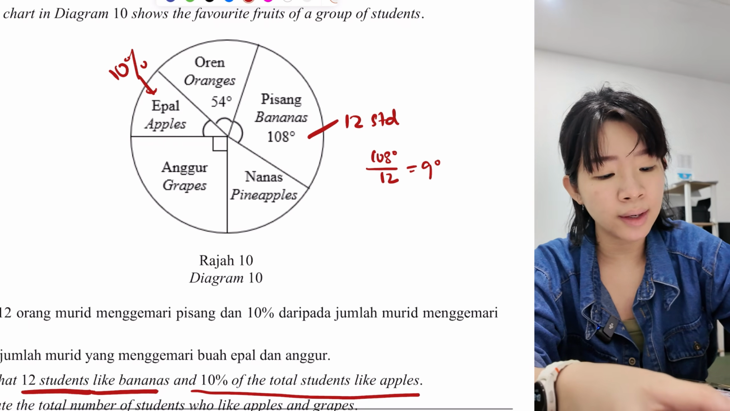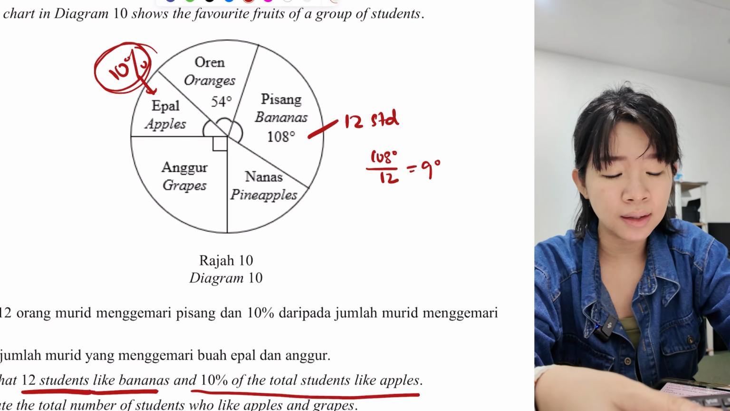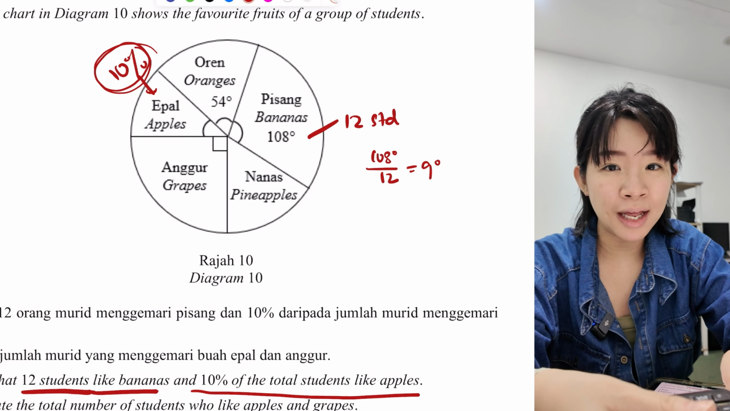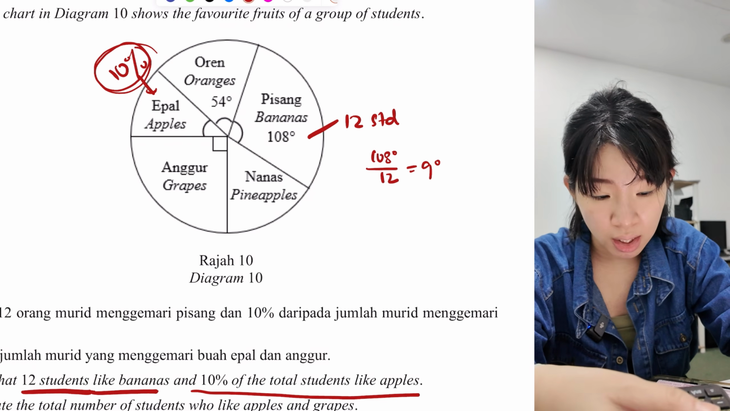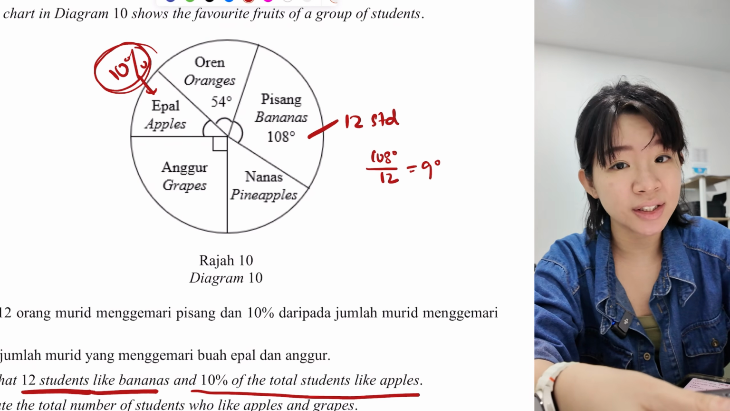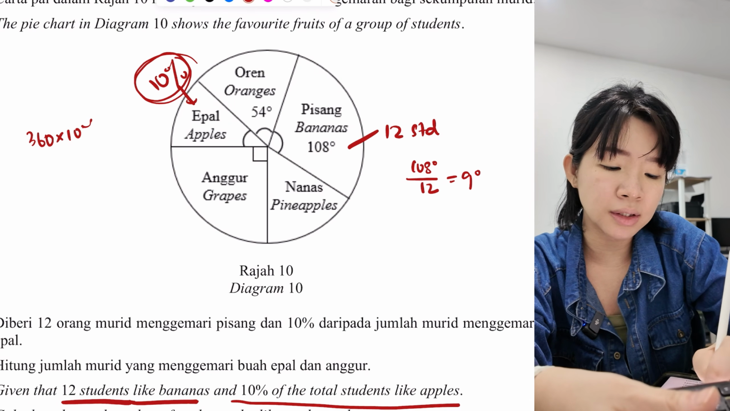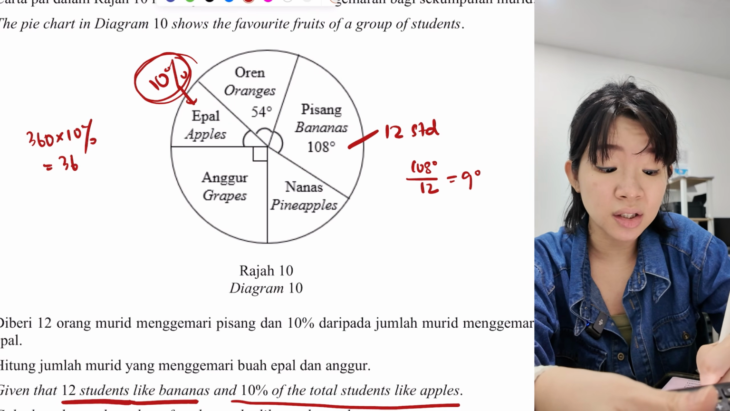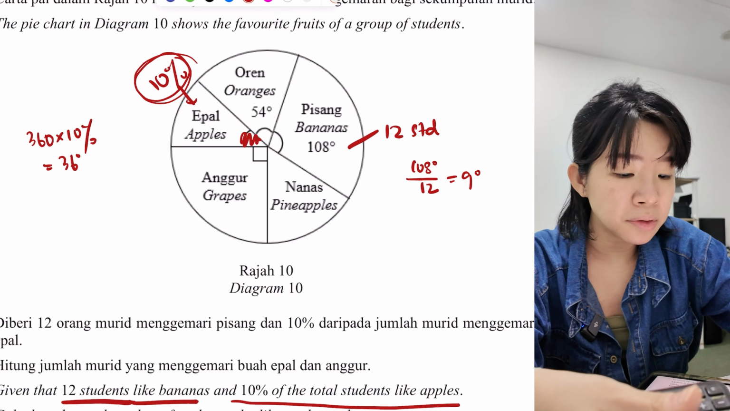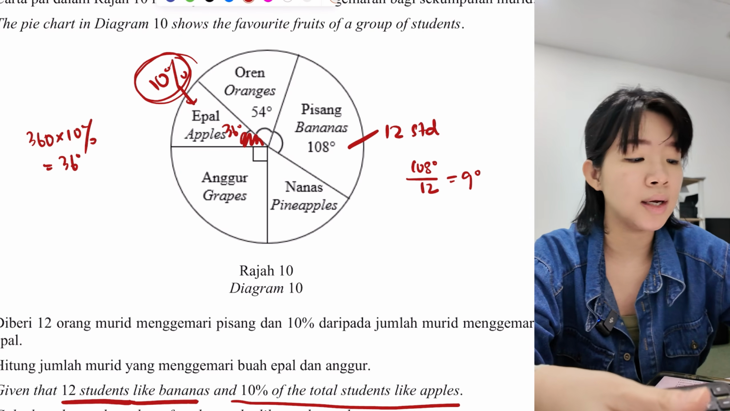Now let's look at apple. If 10% is apple, how much is 10% in degrees? The pie chart has 360 degrees, so 360 times 10%. It is actually 36 degrees. So apple represents 36 degrees.